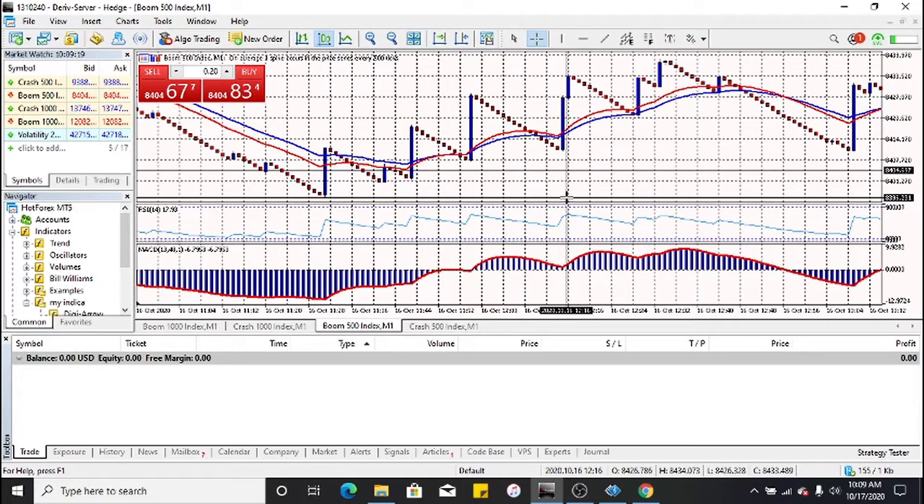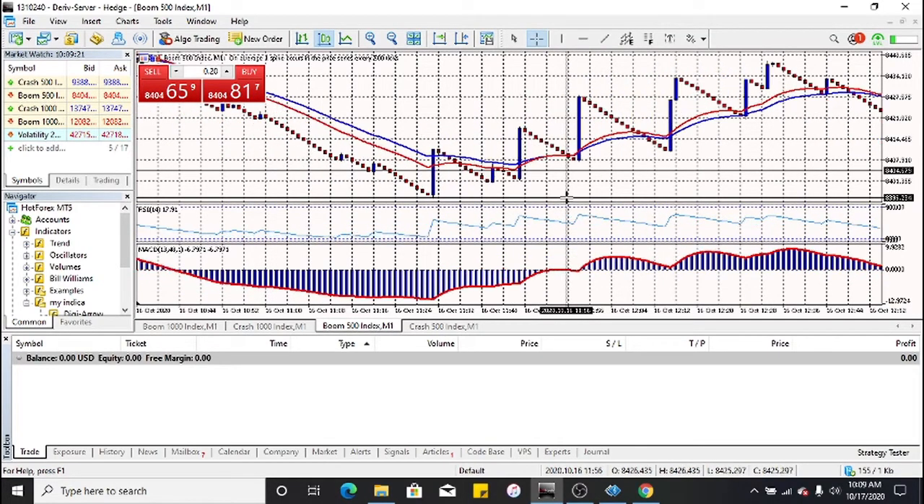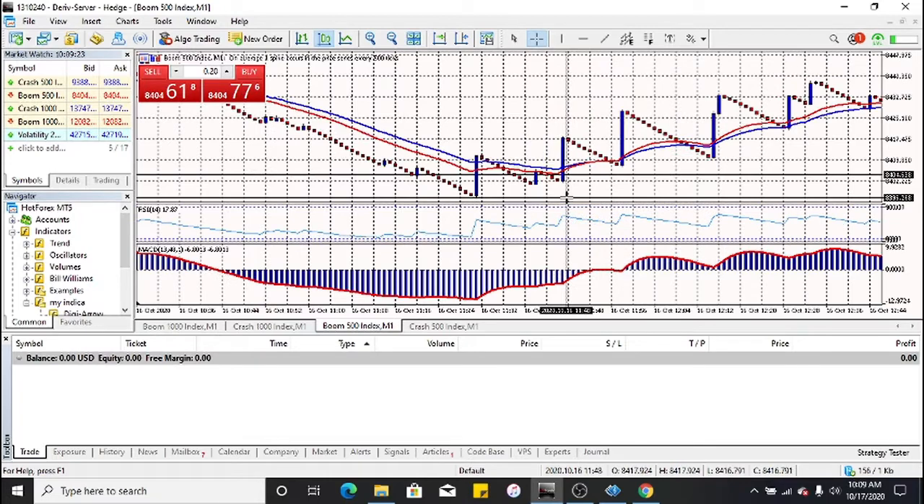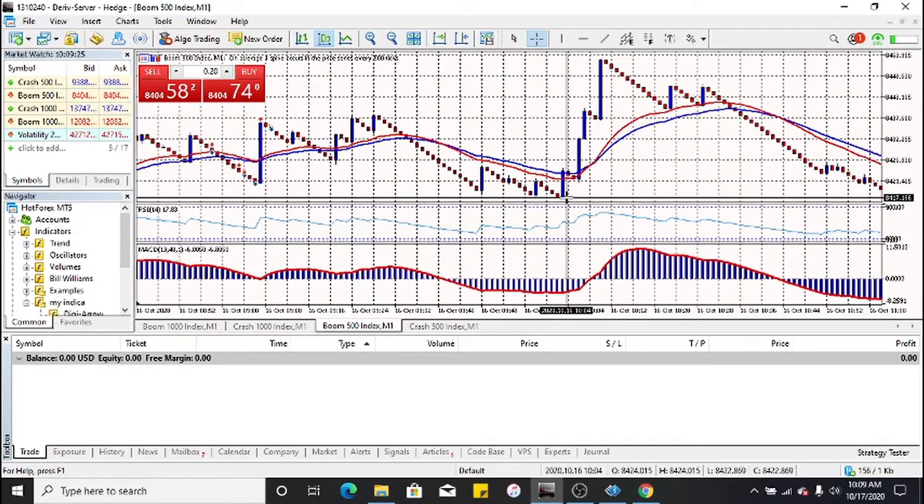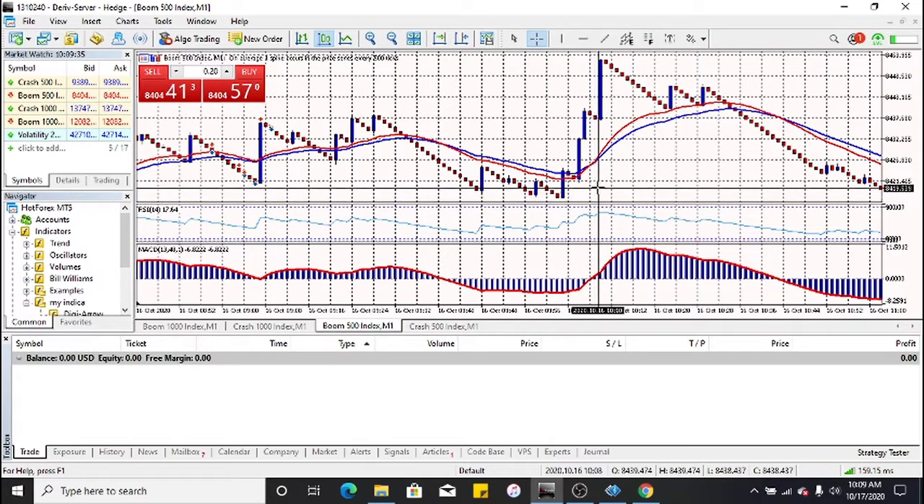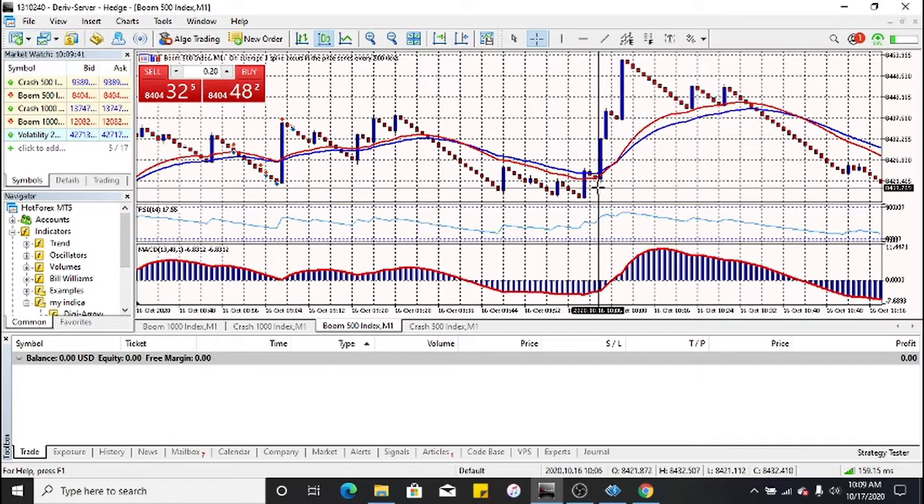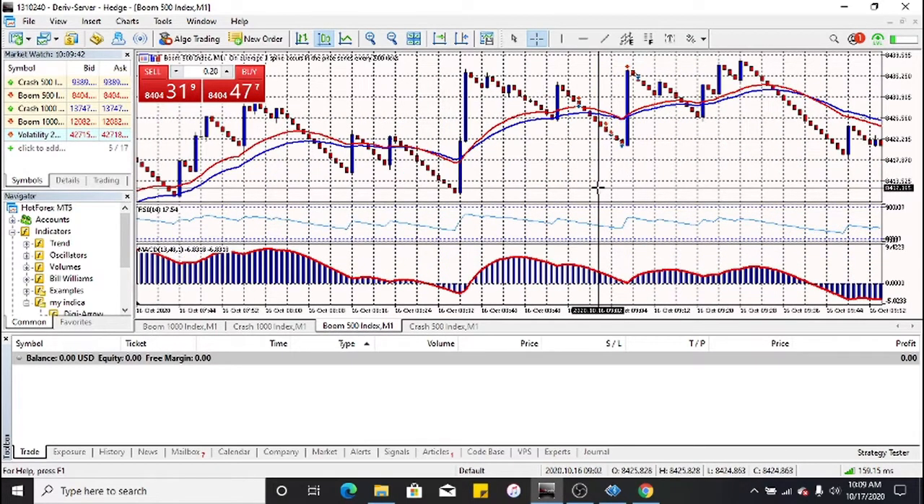So if it doesn't turn, you don't enter a trade. But if you see it right on the line, you can enter a trade. Here, see, it happened. Right on the line, you could have entered this trade and captured this spike. You could have captured it. So there are a lot of instances where it happens.